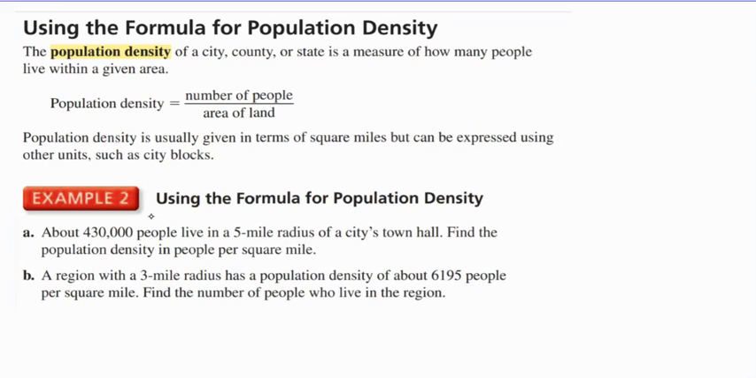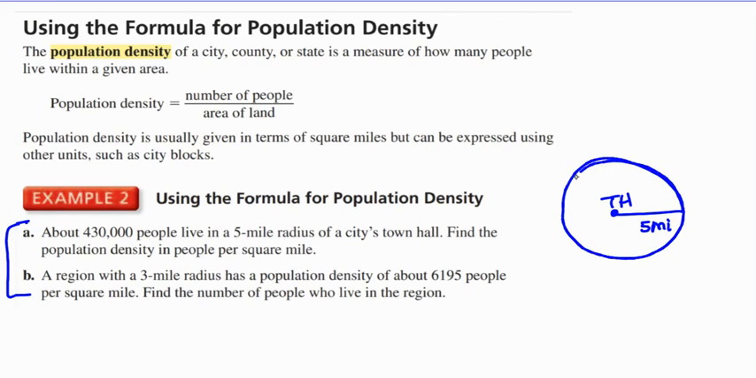Okay, so using the formula for population density, which is the number of people in total divided by the area of the land, we're going to do these two examples right here. Approximately 430,000 people live in a 5-mile radius of a city's town hall, right? So if you have the city town hall right here, and a 5-mile radius, you have, that's a poorly drawn circle, but we get the idea. You have approximately 430,000 people living in this whole entire area, right? So since we're talking the area of a circle, the area of the land is going to be pi r squared.